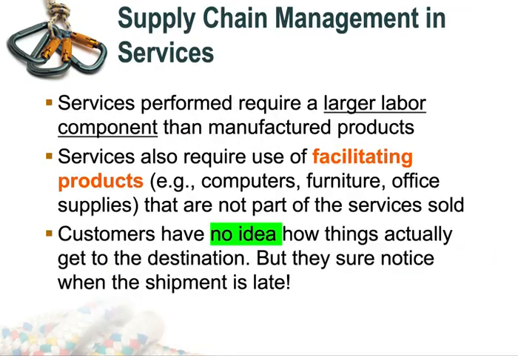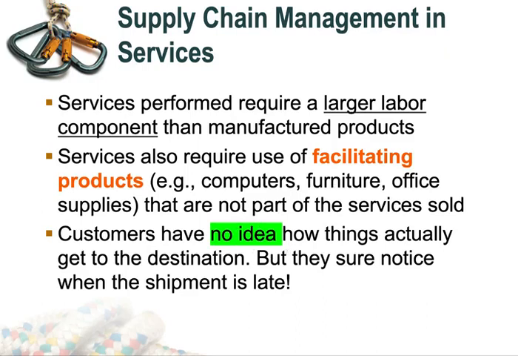And supply chain management in services, in general, services performed require a larger labor component than manufactured products. I think it's very clear enough. And service also requires use of facilitating products. So it means computers, furniture, office supplies that are not part of the service sold. And the customer has no idea, actually, this is the highlight, no idea how things actually get to the destinations.